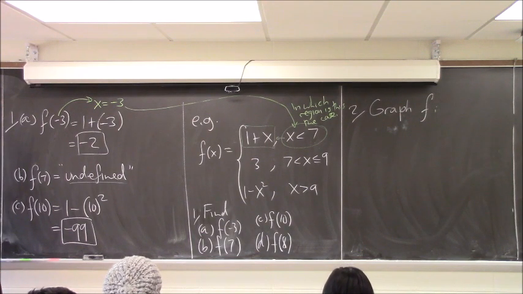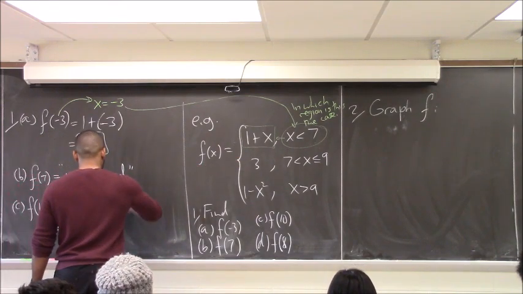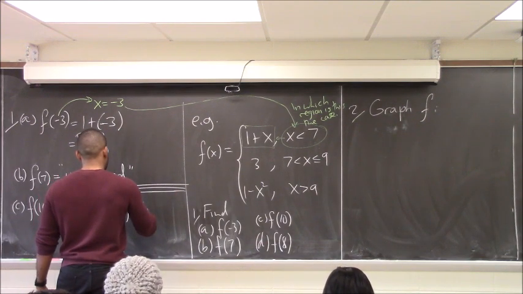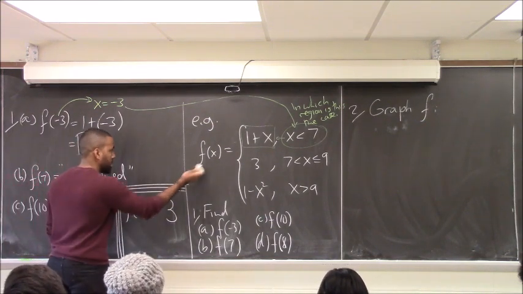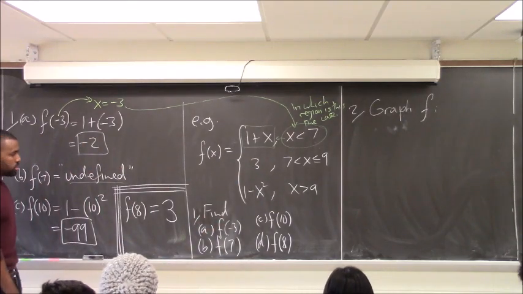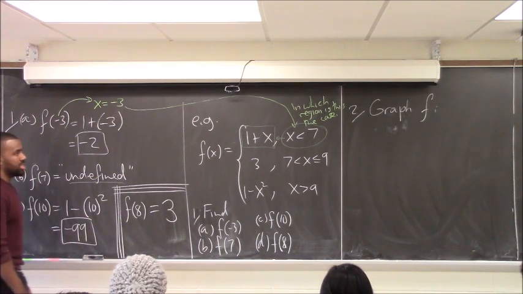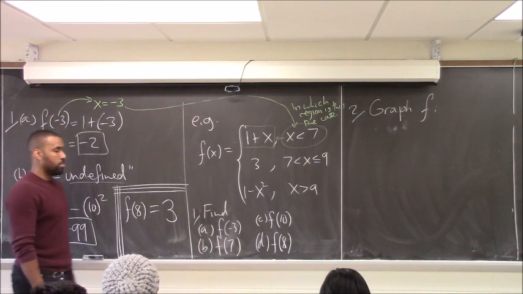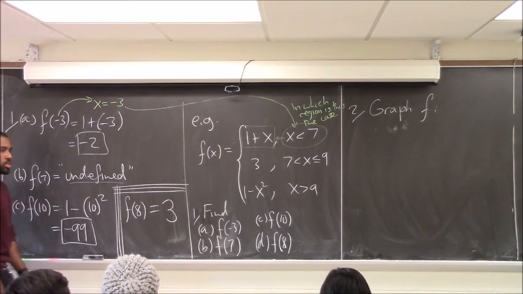And f of 8 just falls in here. So what is f of 8? It's just 3. When there are no x's to plug in, that means the function is a constant function. It's always going to be 3. So any number I plug in from that region, between 7 and 9, not including 7 but including 9, will give me 3. So f of 8.5 is also 3, f of 7.1 is also 3, etc. They'll all be 3.